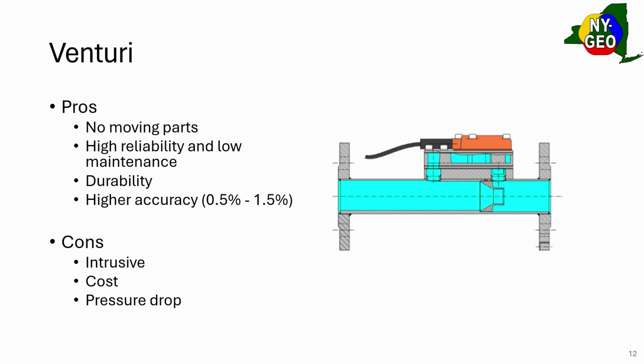Venturi flow meters work by leveraging the relationship between flow rate, velocity, and cross-sectional area of a pipe. So we have a known velocity at one point if we know the cross-sectional area. Then we constrict that cross-sectional area, know the new velocity, we can calculate the flow rate. So again, we have no moving parts. It's quite durable, high reliability, and a higher accuracy. However, intrusive, therefore costly. And in this case, there is a pressure drop because you're constricting that pipe.